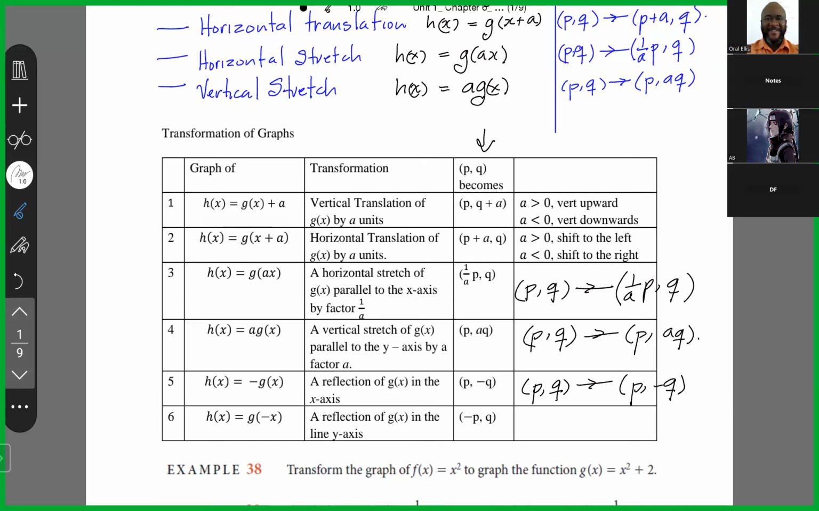And the final transformation that we have to learn about for our syllabus is h of x is equal to g of minus x. This is a reflection of g of x in the y-axis. Now, when you reflect the point P, Q in the y-axis, it becomes the point minus P, Q.